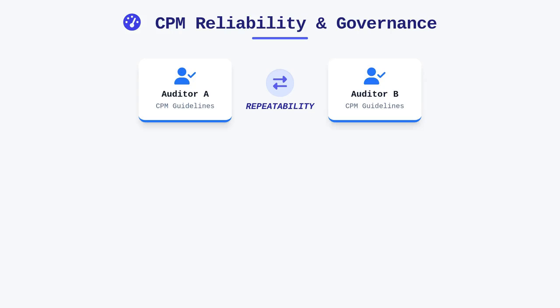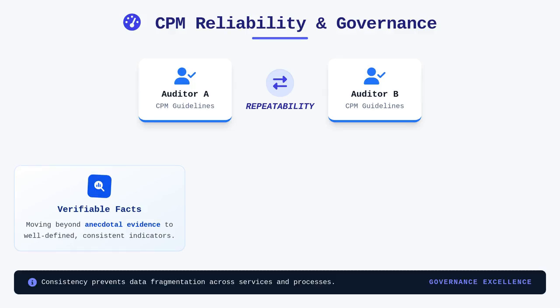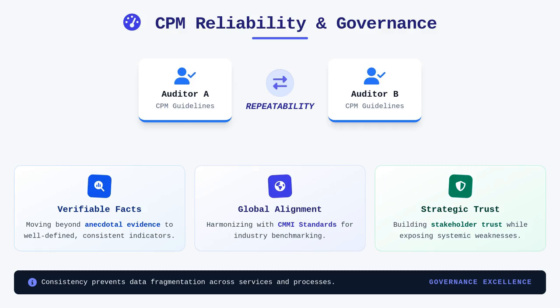If two different independent auditors evaluate the same governance objective using the CPM guidelines, they should arrive at essentially the same conclusion. This repeatability is facilitated by well-defined indicators that move beyond anecdotal evidence and into verifiable facts. Whether you are assessing a single service or an entire governance process, the logic remains consistent, preventing the fragmentation of performance data. When you harmonize these performance measurements with global standards like the CMMI, you align your enterprise with broader industry benchmarks. This not only builds trust with external stakeholders, but also highlights internal systemic weaknesses that might otherwise remain opaque.